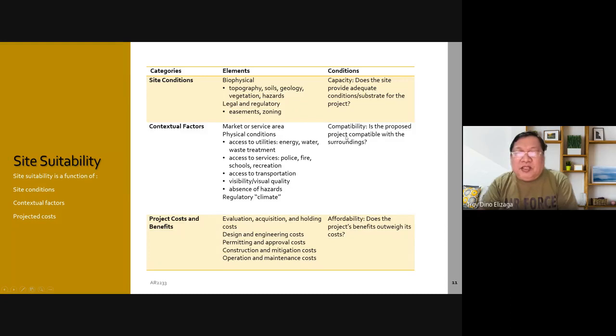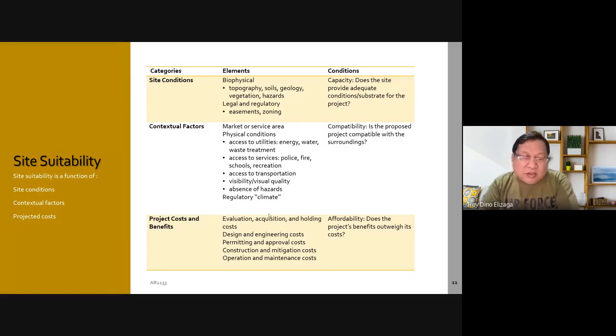Okay, so you have to set the criteria, which can differ depending on the needs of the program. And finally, project costs and benefits, which ultimately ask the question: does the project benefit outweigh its cost? If building on this site will cost so much, is it something that is acceptable, expected, or can be tolerated? Or do you need a site where the building cost is lesser?